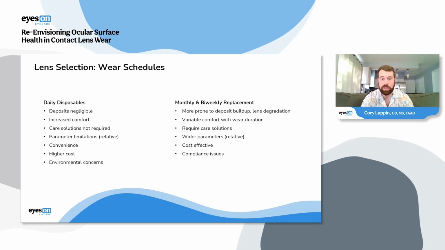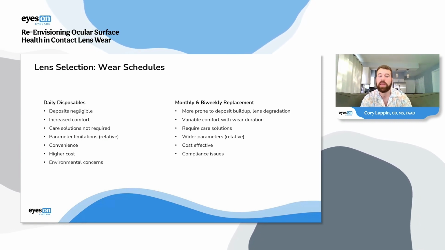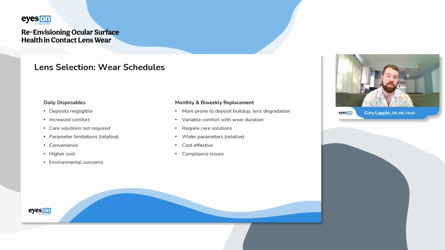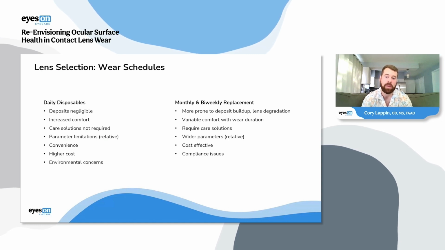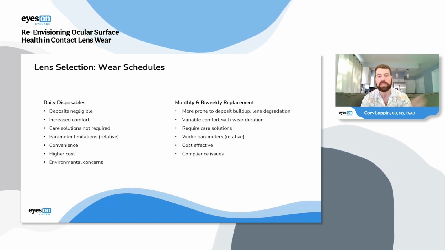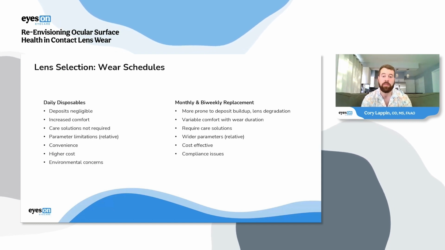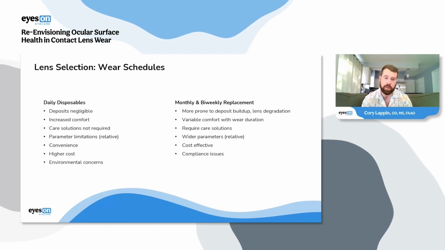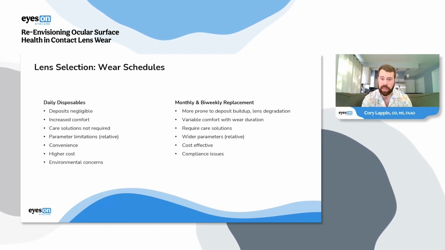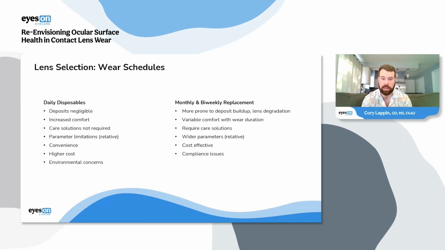Another factor that we can decide between is lens wear schedule. And here we have daily disposables and we have reusable lenses. And one of the first things to look at is surface deposits. So surface deposits can actually happen in both lens types. However, it's considered negligible in terms of daily disposables because of their frequency of replacement. Whereas if you don't adequately clean the lens, you're more prone to have surface buildup in the reusable lenses, and you can get degradation of the lens material over time. And this leads to variable comfort depending on how long the patient's been wearing the lens.